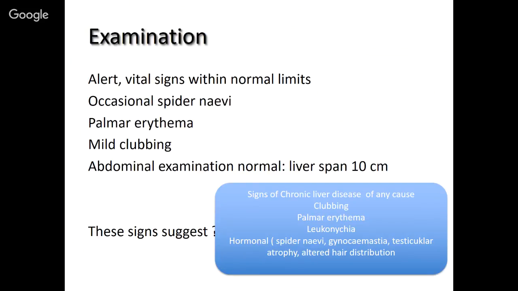So he actually had some signs of chronic liver disease, this man. He had occasional spider nevi, palmar erythema, and mild clubbing. These signs suggest this has been going for a while. This didn't just happen yesterday, like the lady from the Middle East who became unwell with hepatitis B infection. This has been going along for quite some time. He's got signs of chronic liver disease.